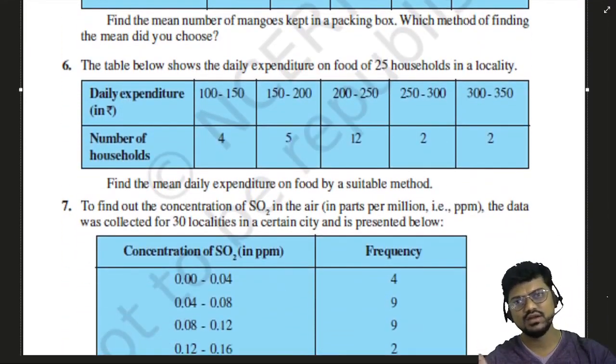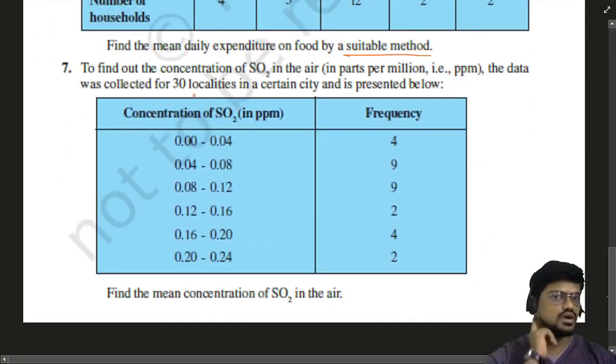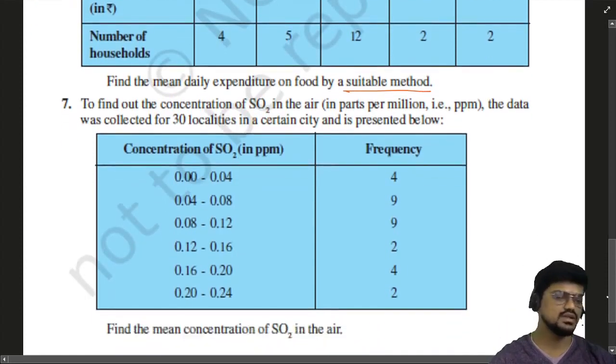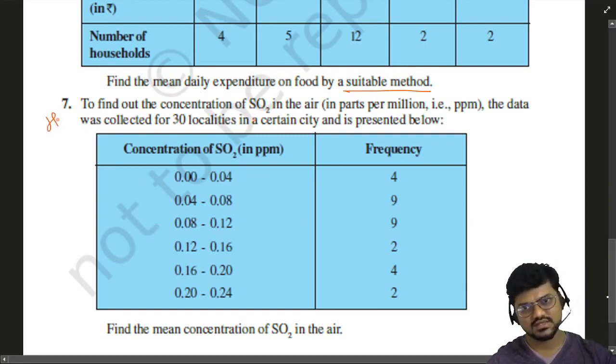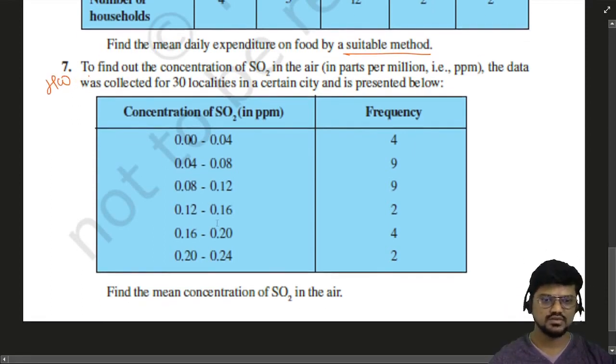Now over here, you can do this on your own. Use a suitable method. You have to decide which method you will use. The next one is to find the concentration of SO2, and again they have given the concentration over here. It's continuous, it's only in decimals, that's the only problem, otherwise everything is the same. You have to do it the same way. You can try this in your homework. We'll do the next one now.